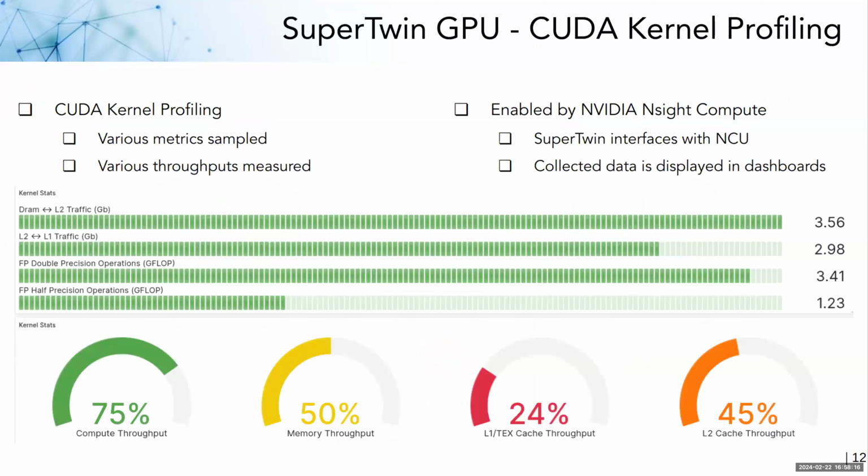So for example, here the kernel profiling, thanks to NCU, we can sample various metrics from the execution of our kernel. So this is not live data, but this is the cumulative results of running our application.